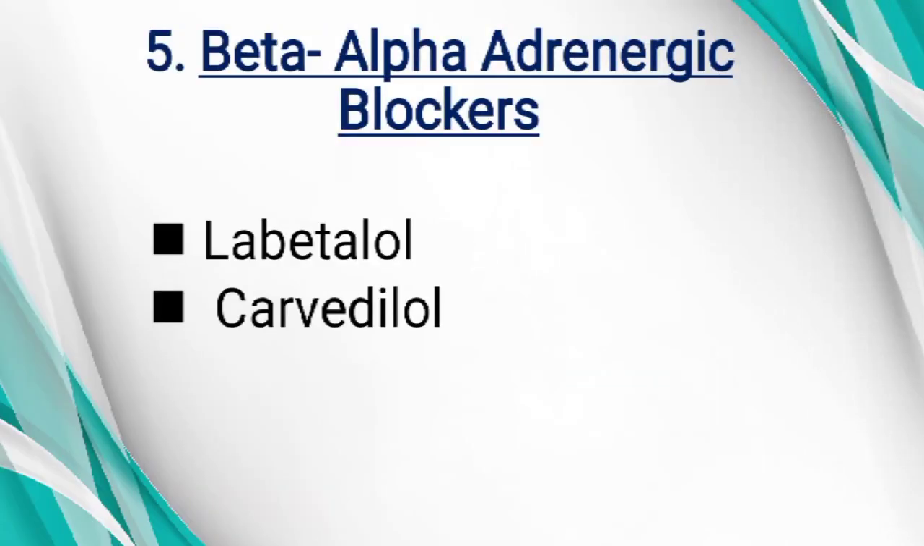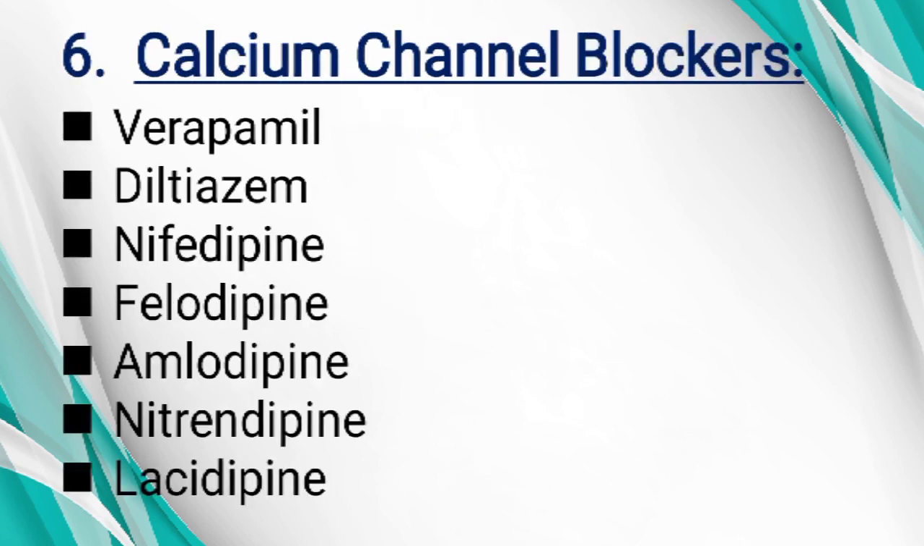The fifth classification is beta alpha adrenergic blocker. For example, labetalol, carvedilol. The last suffix used is lol. The sixth classification is calcium channel blockers. For example, verapamil, diltiazem, nifedipine, felodipine, amlodipine, nitrendipine, lacidipine. The last suffix maximally used in the calcium channel blockers is dipine.